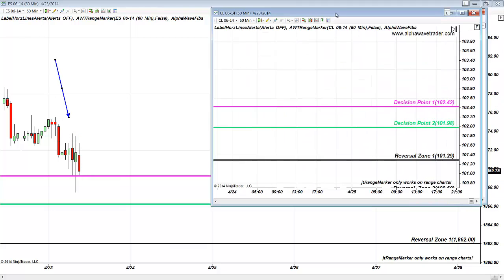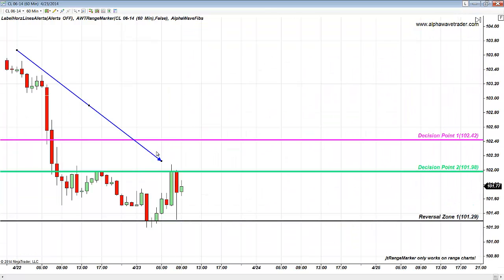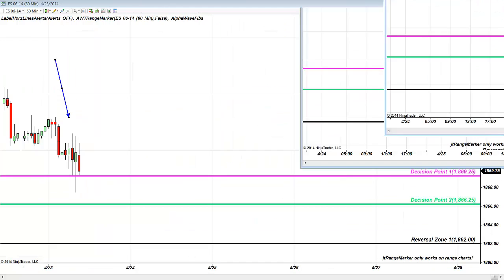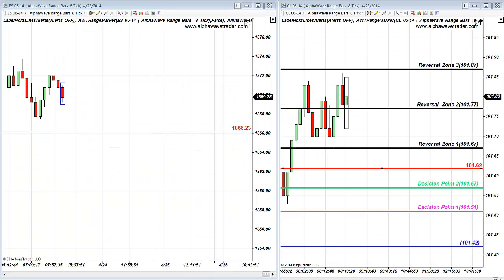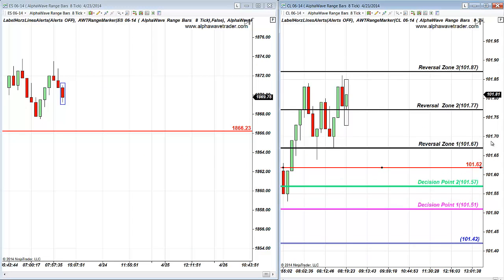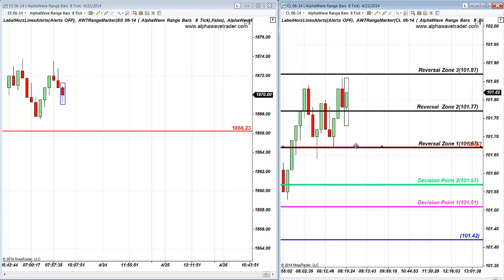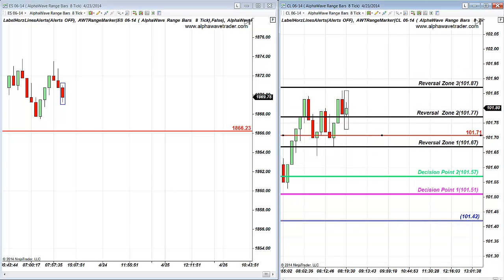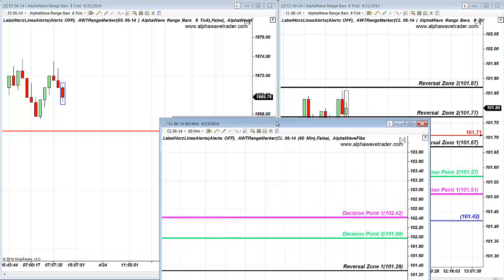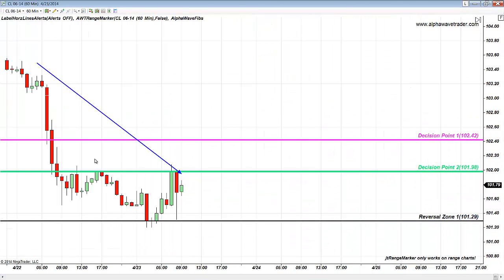Oil is sitting very pretty. Our trade will revisit decision point 2. The hourly reversal zone played out marvelously, contradicting the news. Our trail was expected. I'm adjusting my trail to 101.71. So if you remember, the next level that matters, decision point 2, 101.98, correct?